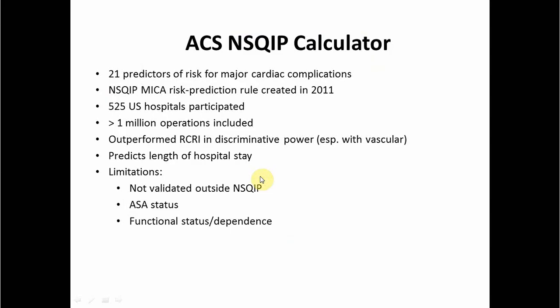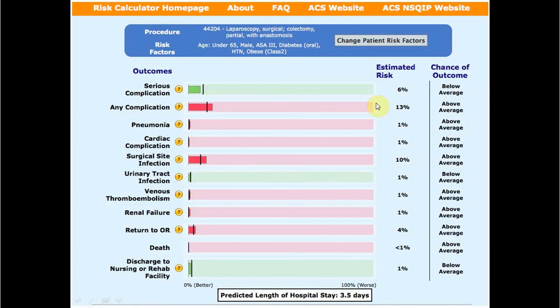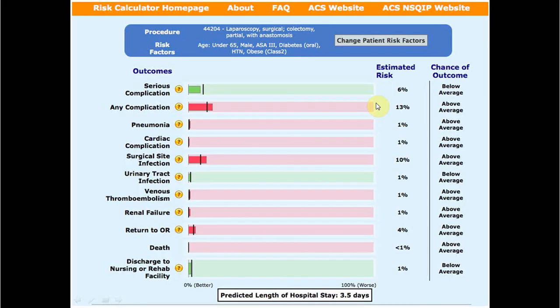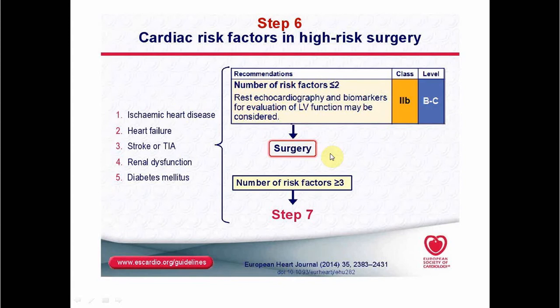And also the NSQIP calculator, which has 21 items of the NSQIP risk index. You just answer these questions and the risk will appear soon, so it is easy to use with the new software. These 6 items are compared with the 21 items of the NSQIP calculator. So you calculate the risk factors for the patient with high risk surgery.